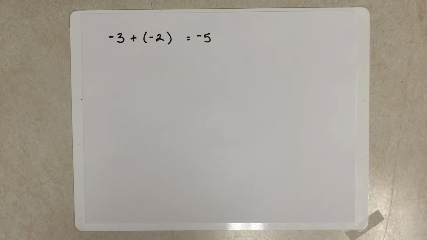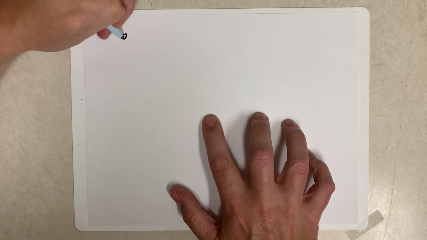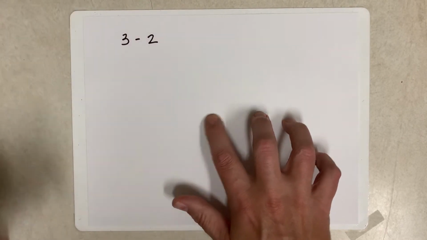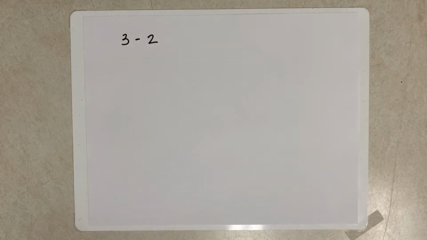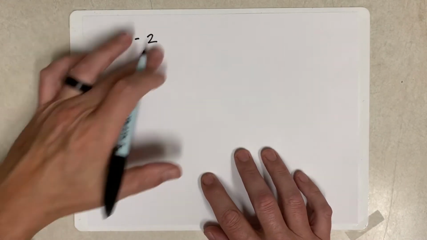Now let's take a look at some subtraction. So I'm going to go ahead and switch this out just to keep everything on a different page here. Let's do some subtraction. Let's do 3 take away 2. All right, we all know that 3 minus 2 is going to be 1. We all know that. But the numbers aren't always going to be this small. So how do we need to think about this right here?